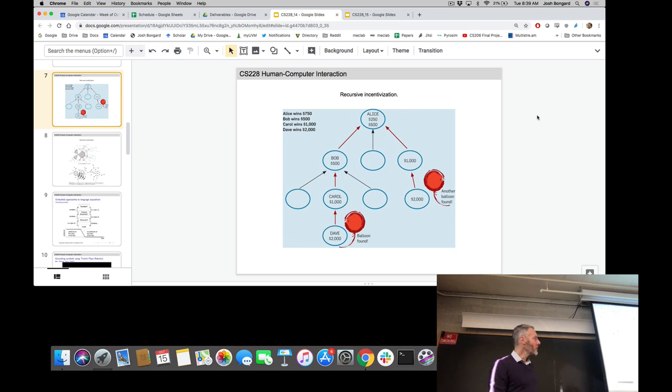So the DARPA project was kind of interesting, not just because it incentivized the construction of this particular crowdsourcing algorithm, but again, this idea of recursive incentivization. DARPA put out a large cash prize to crowdsource the construction of crowdsourcing algorithms. This was the winner.